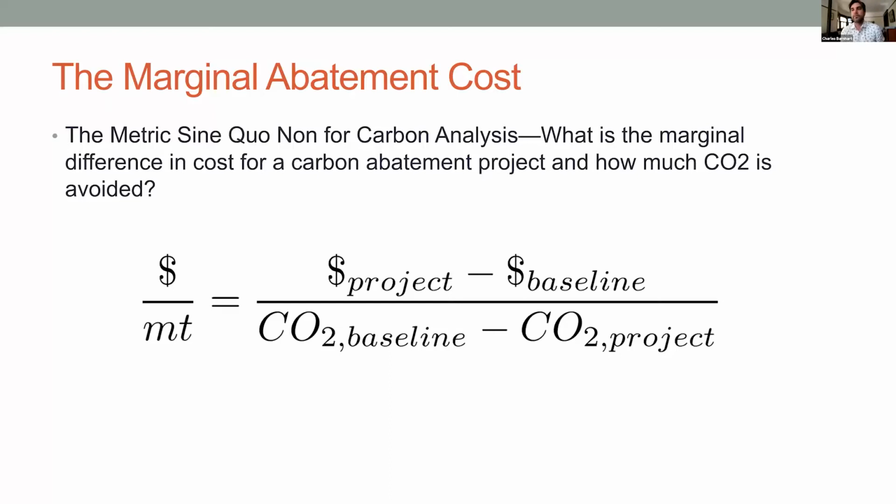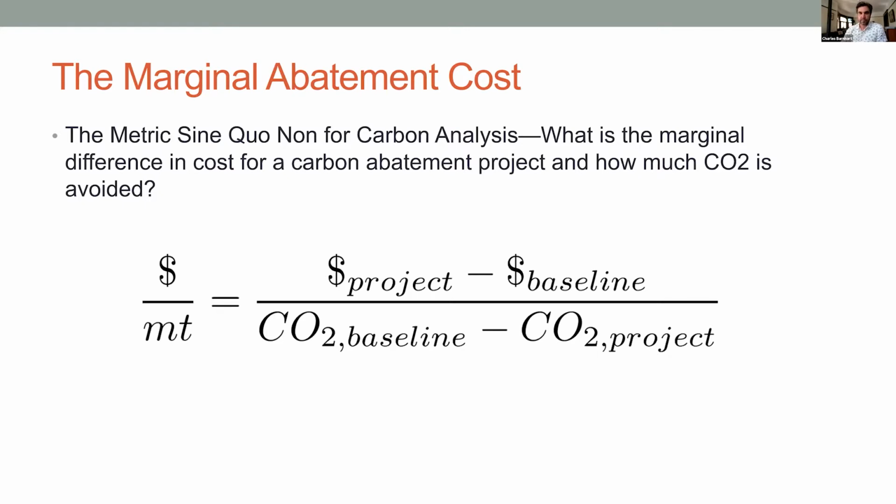So here is the metric. It's super easy algebra. The difficulty is getting all the numbers for this, and we've explored that already, right? With counting carbon and counting money. So the metric sine qua non, without equal for carbon analysis is what is the marginal difference in cost for a carbon abatement project, and how much CO2 is avoided.